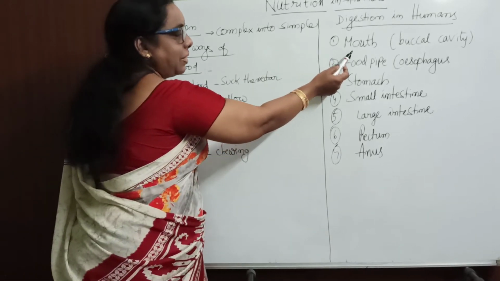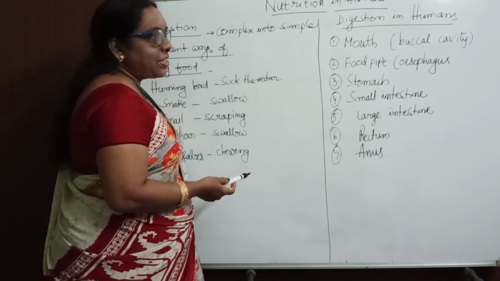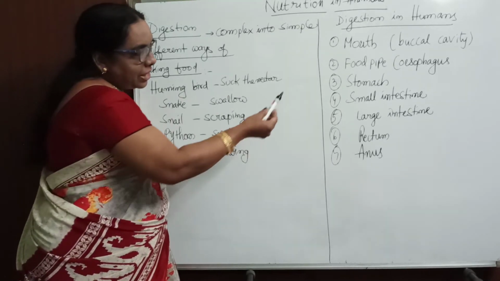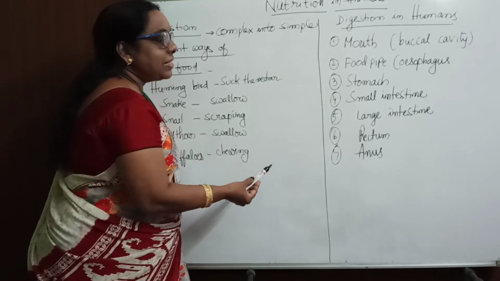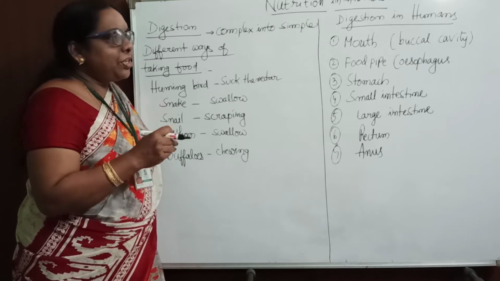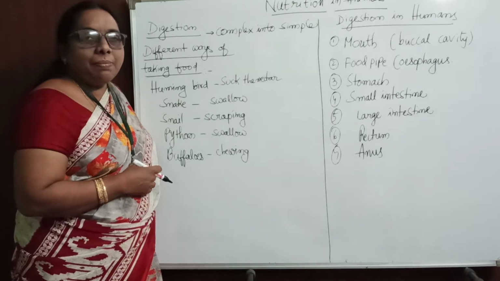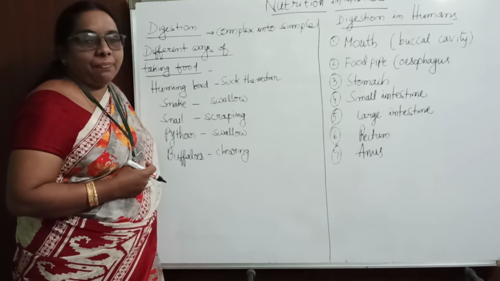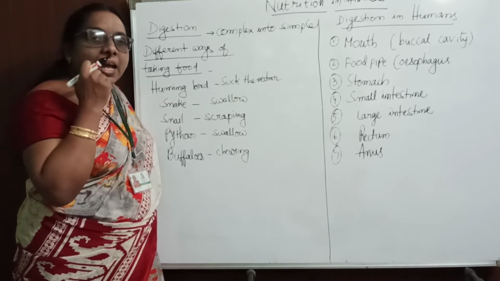The first part is the mouth, and the second one is the food pipe, also called the esophagus. The mouth we can also call the buccal cavity. The third part is the stomach, the fourth is the small intestine, the fifth is the large intestine, and then the rectum and anus. In today's class, let me talk about the mouth. The mouth is situated between the upper and the lower jaw. If you open the upper and lower jaw, you will see this empty space.